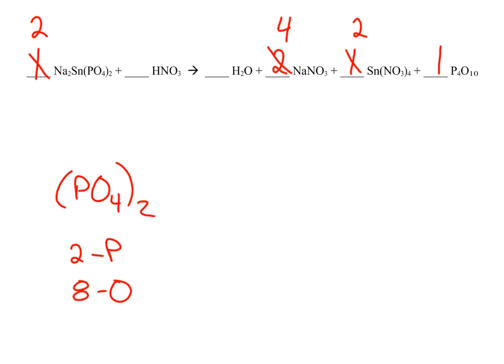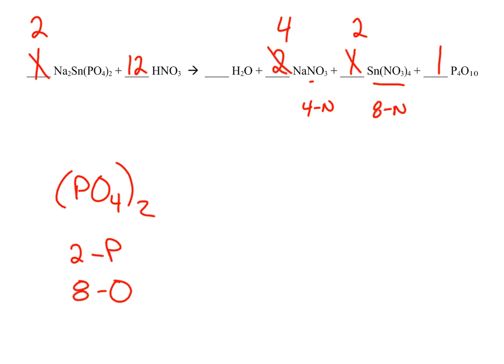Again, leaving the oxygen for last, I can do nitrogen. So if I look over on the right now, I see that in the sodium nitrate I would have 4 nitrogens. In the tin nitrate, there are 4 of the nitrates in one of those, and there are 2 of those total formulas in the equation. So that would give me 8 nitrogens there. So we have 8 nitrogens here, 4 nitrogens here. So it's a total of 12 nitrogens. So I'm going to put a 12 in front of the HNO3.